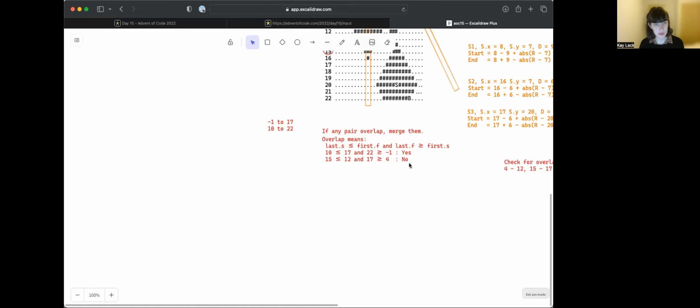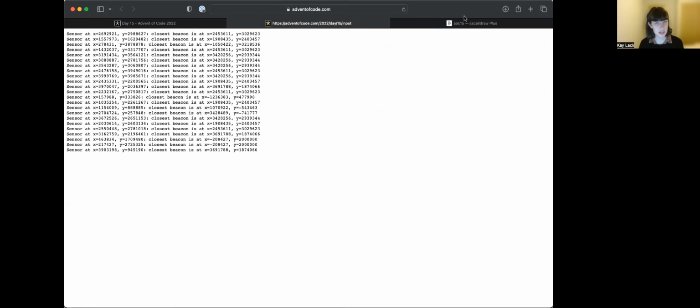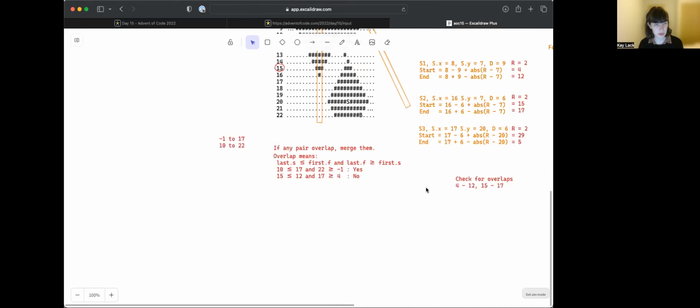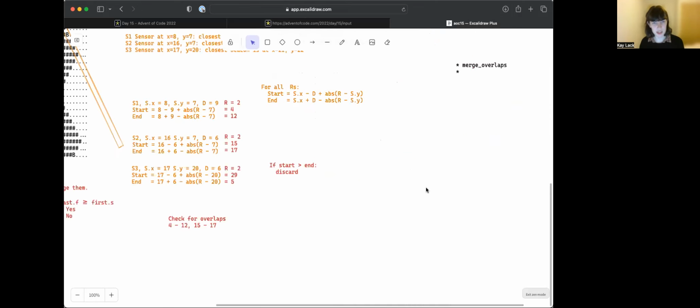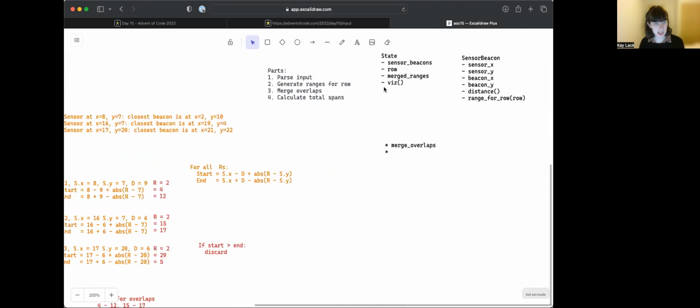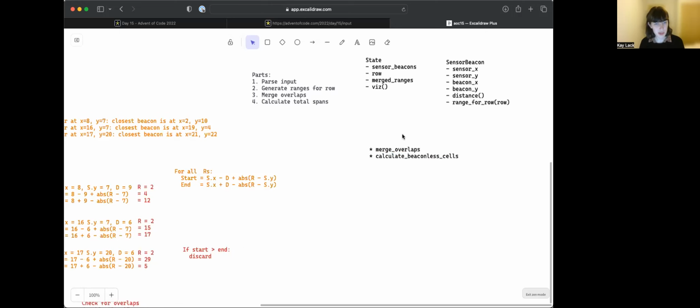Yeah, we just need to go through. There's not going to be that many. It'll be like 20 times whatever. I just need to go through them all. Or I could possibly sort them by their start point. I could probably sort them by their start point, or I could try that out anyway. So merge overlaps, and I need to have a calculate total. Calculate no beaconless cells. And I need to have a merge overlaps as well to create this.